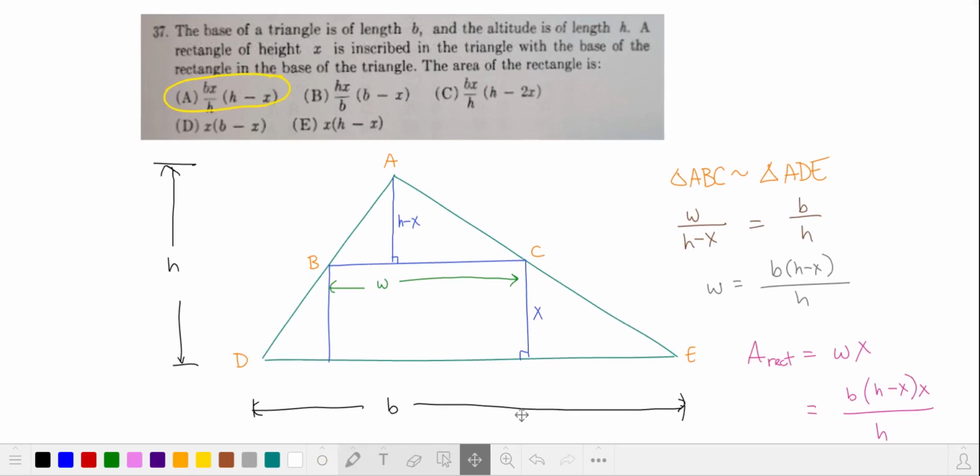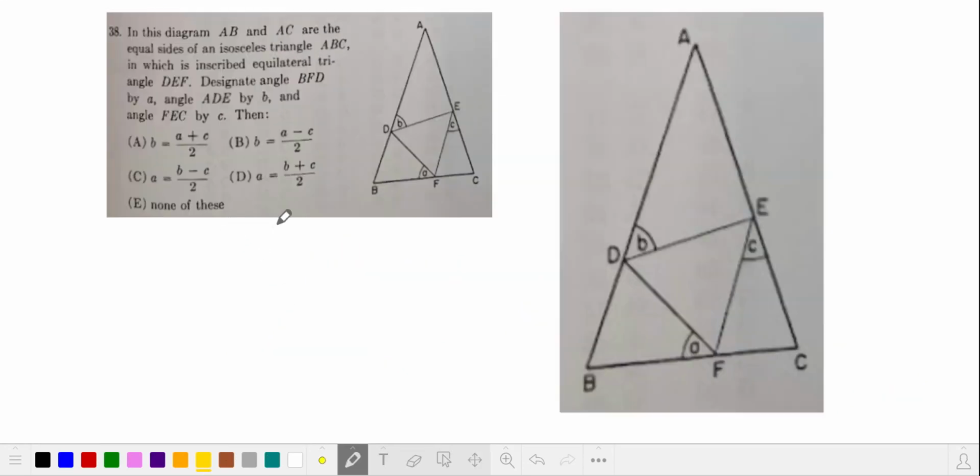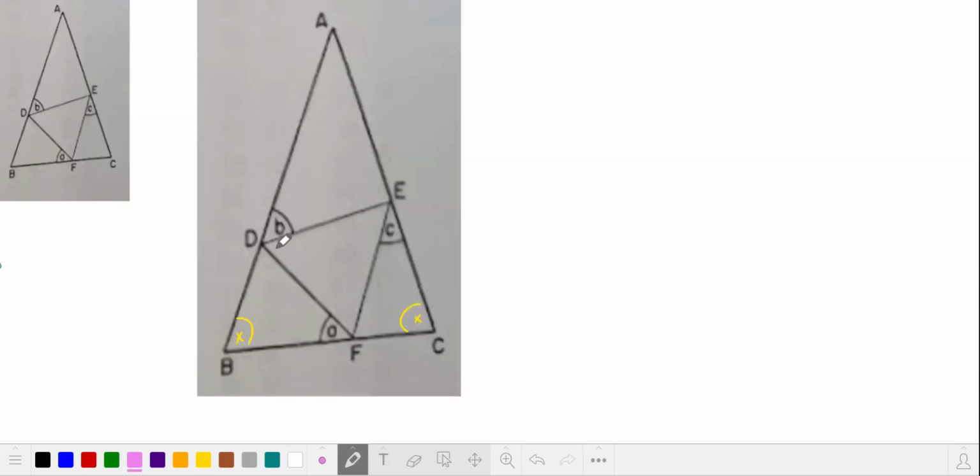So let's go on to problem 38. They give us some expressions in terms of the angle measures, so let's do some angle chasing. We're given that triangle ABC is isosceles, which means the base angles are congruent. I'll label those as x. We're also given that the central triangle DEF is equilateral, so we have 60-degree angles at each vertex.